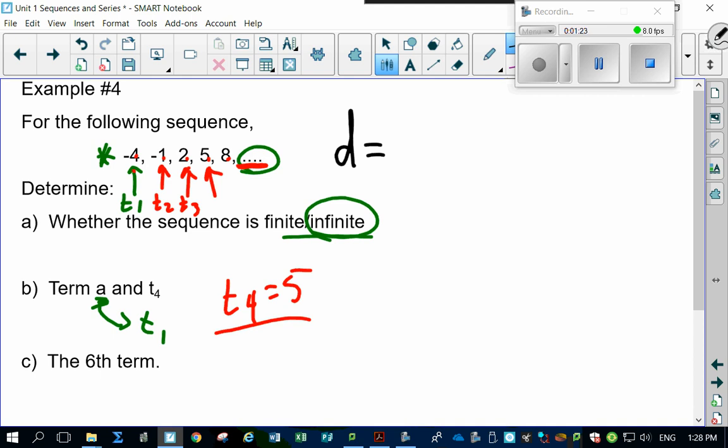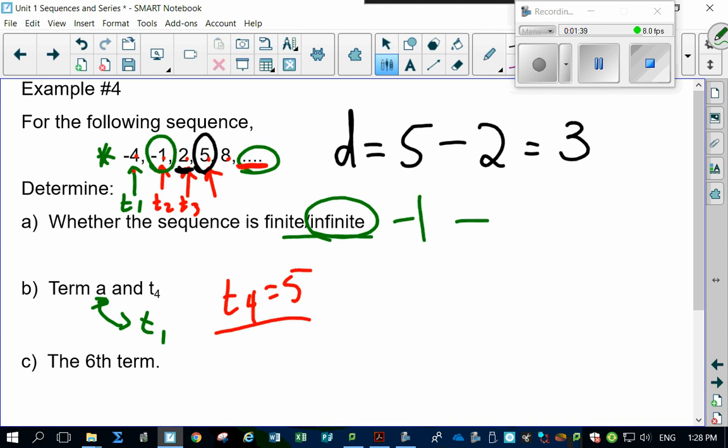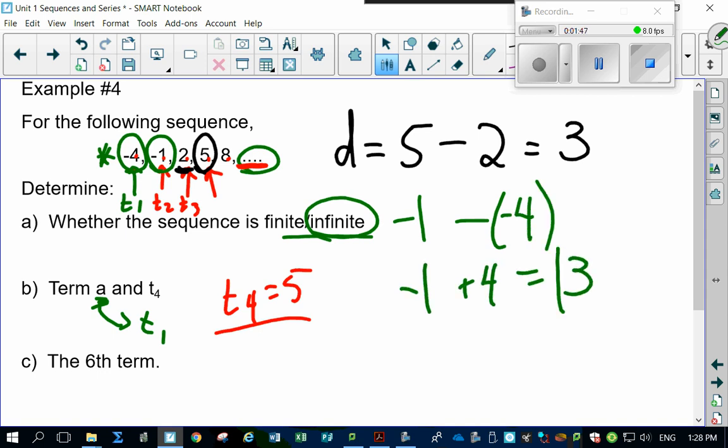Remember how to figure out common difference. Pick a term. I'm going to pick 5. Okay? Subtract the term before it. There's 2. Perfect. Common difference has to be 3. If you don't believe me, take another one. Here, take -1. Okay, subtract the 1 before it. Okay, subtract a -4. A minus becomes a +4. This works out to be a common difference of 3.